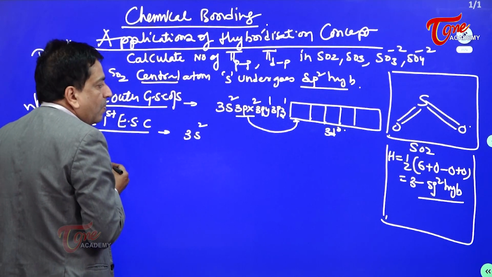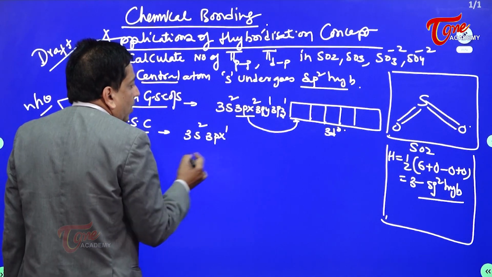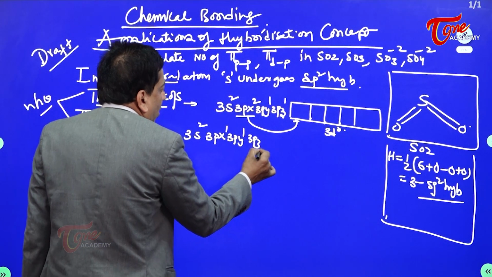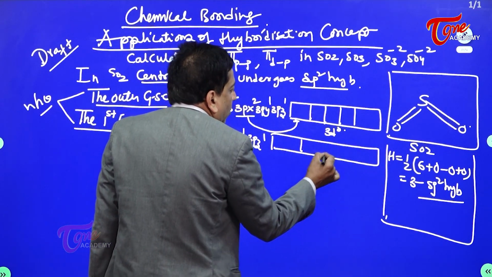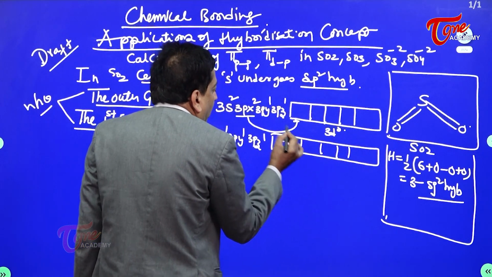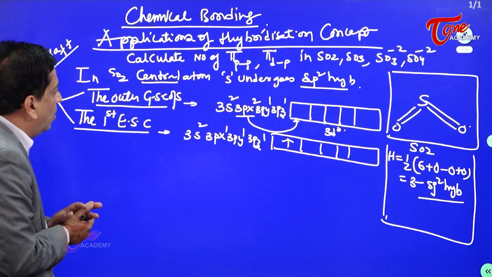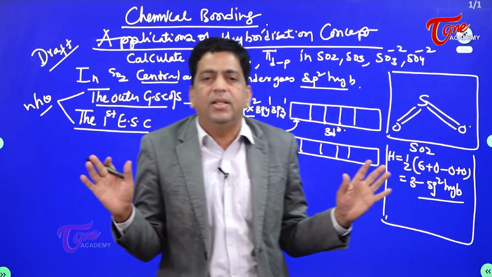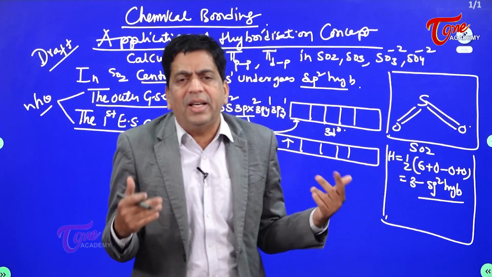3s2, 3px1 now, 3py1 now, 3pz1 now, and you have the entire D vacant, right, and kick one electron over here. So you look into this excited state configuration, one of the p electrons is kicked to D because the entire D is vacant. This only happens in the excited state, not in the ground state. So I'm actually preparing myself for the bonding.